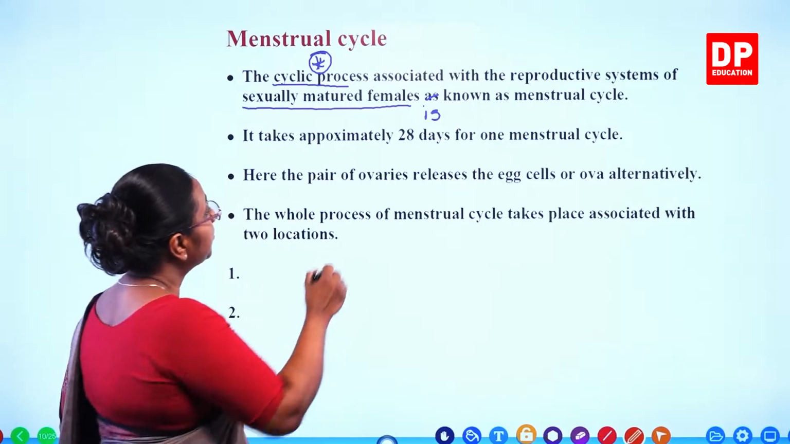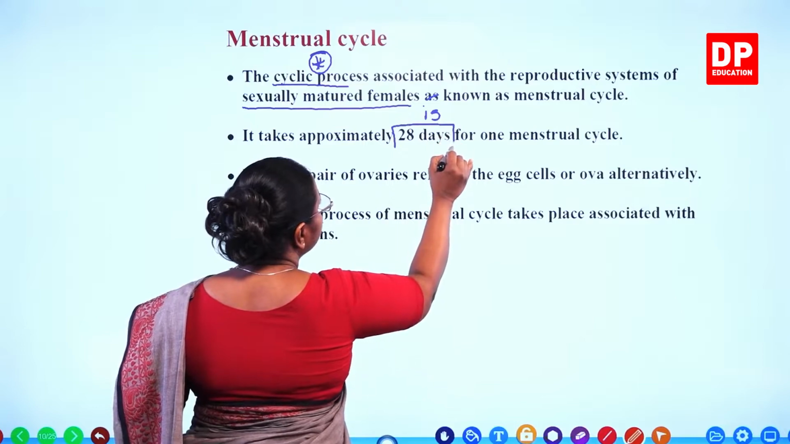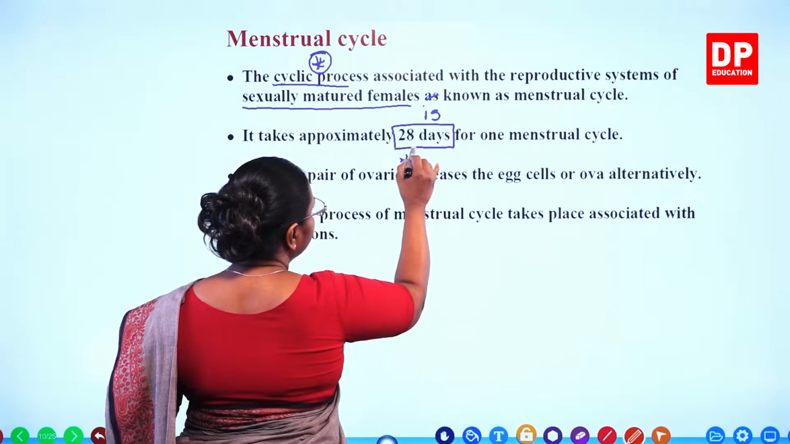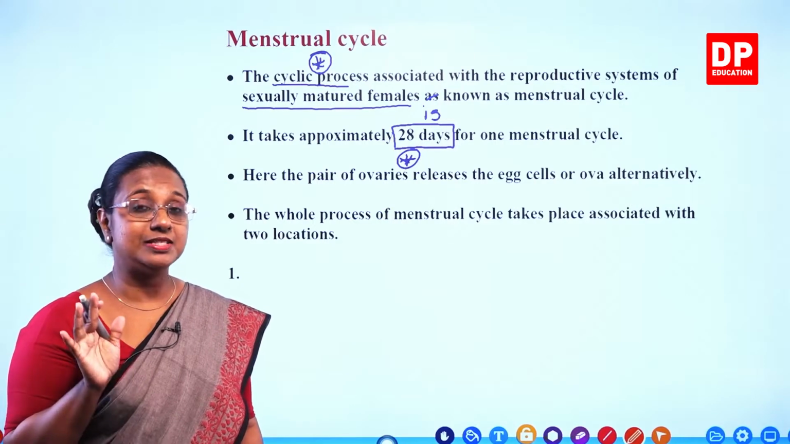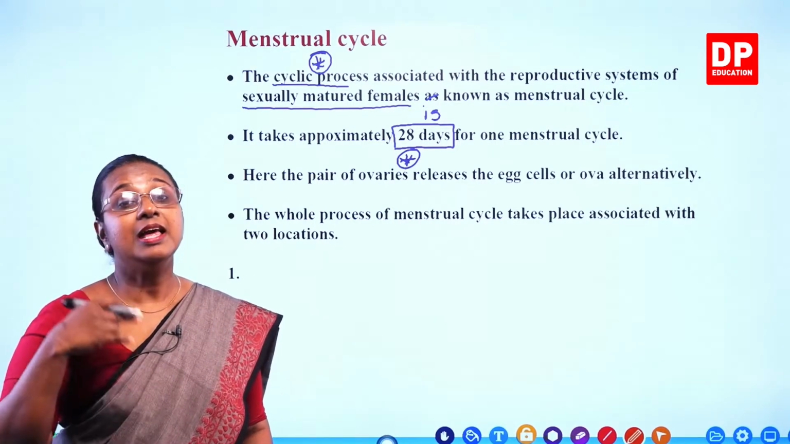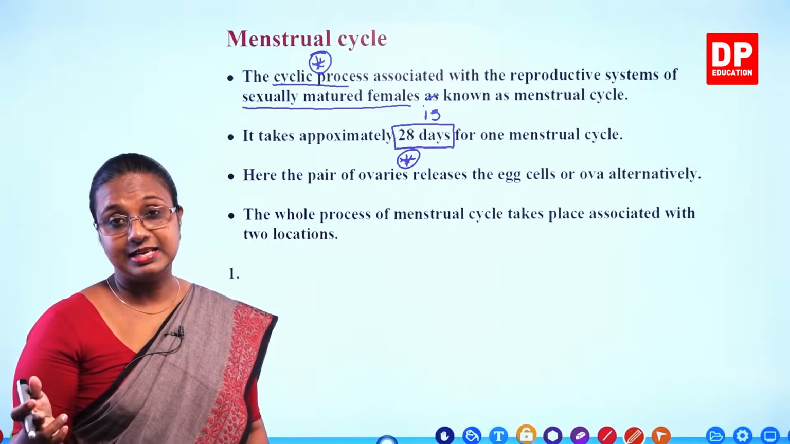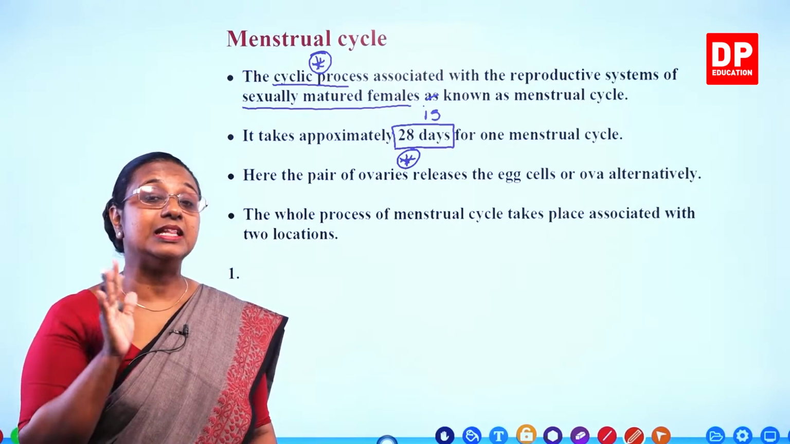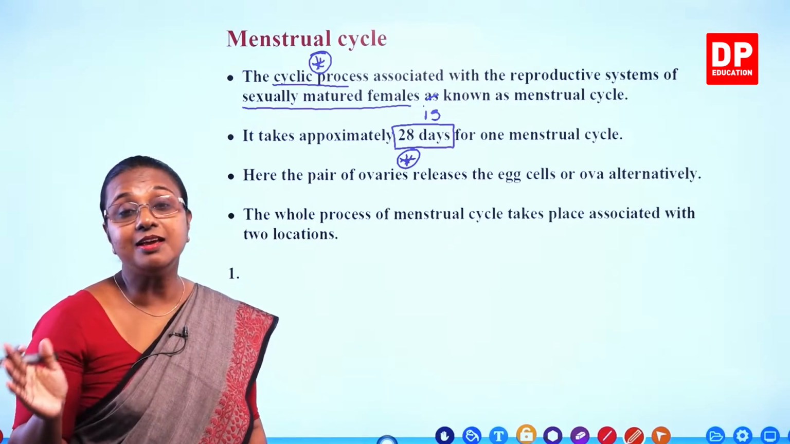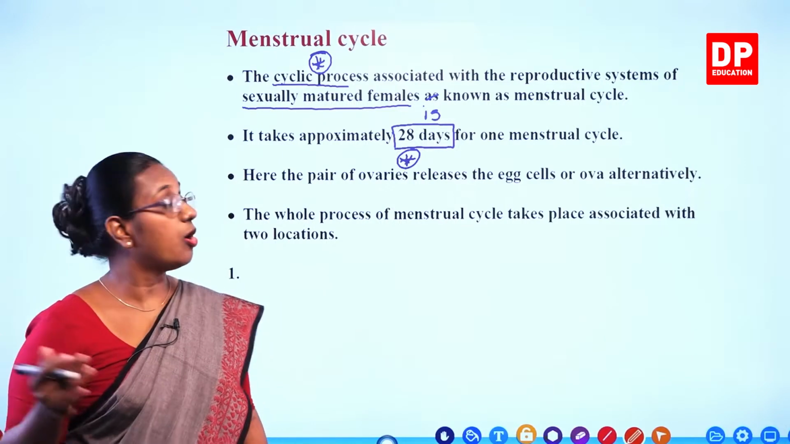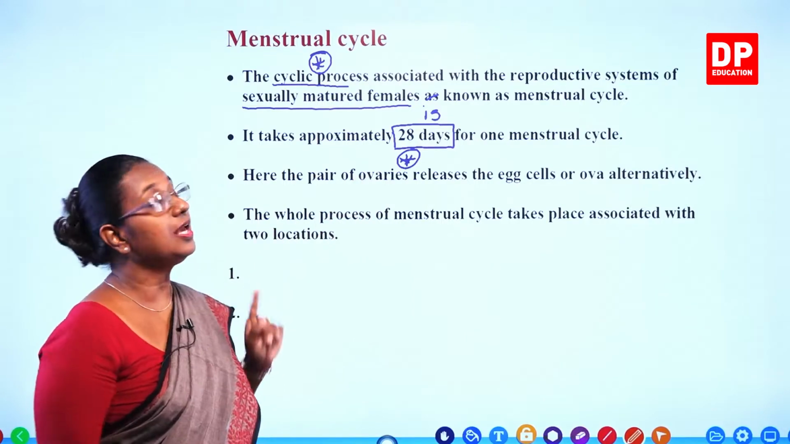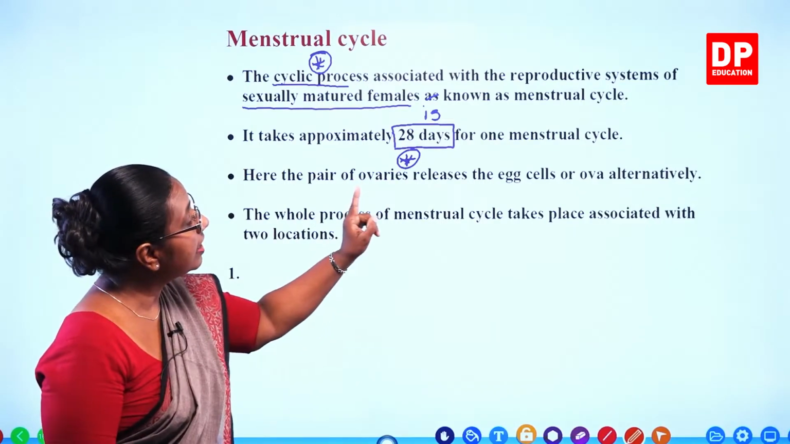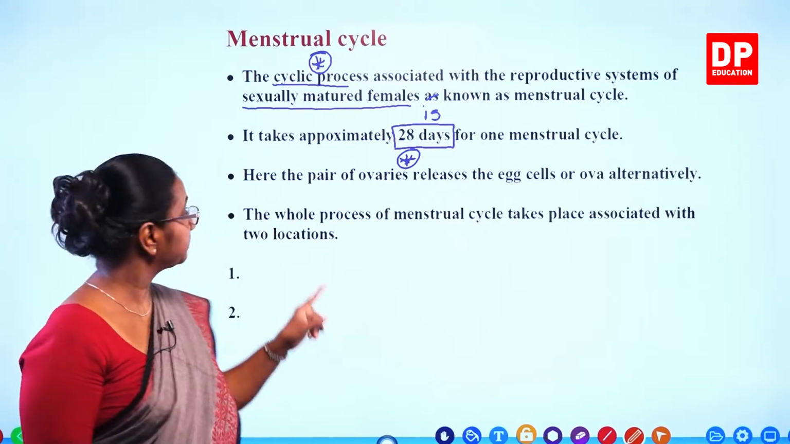It takes approximately 28 days. This is very important. Normally, it is a 28-day cycle. If it's a very healthy female, it will occur every 28 days. But normally, the number of days can slightly vary. It can be 29 or 30 days. That's why we say it takes approximately 28 days for one menstrual cycle.